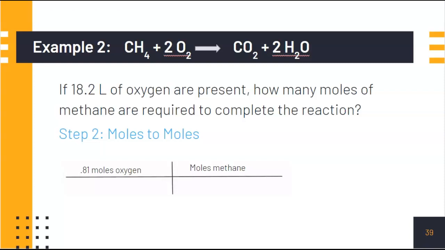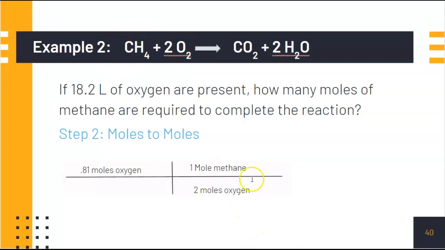I'm going to use my balanced chemical formula. I've got 0.81 moles. Again, that was my answer from step 1. And now finally I can put over here my moles methane, which is what I wanted to get to in the first place. And whenever I'm going from one compound to a different compound, I'm going to use my balanced chemical equation. I'll look up here, I'll see, I got 2 oxygens for every 1 methane.